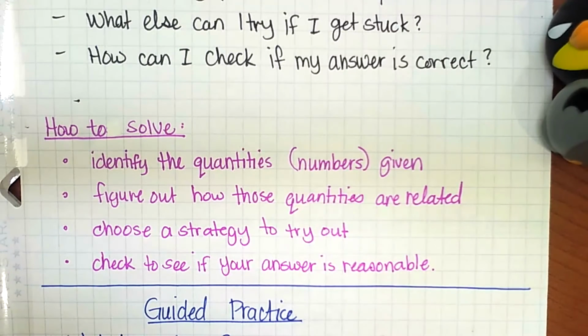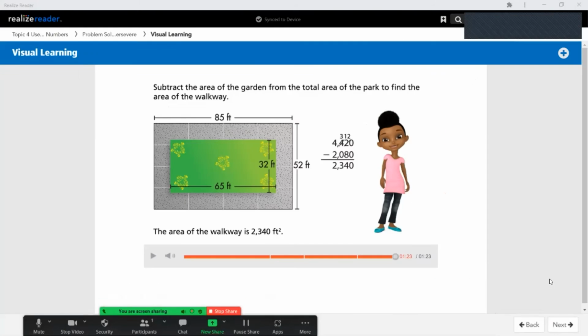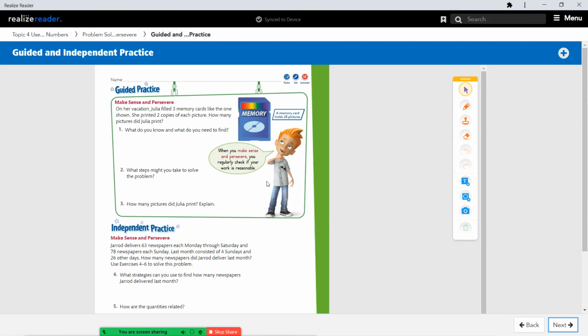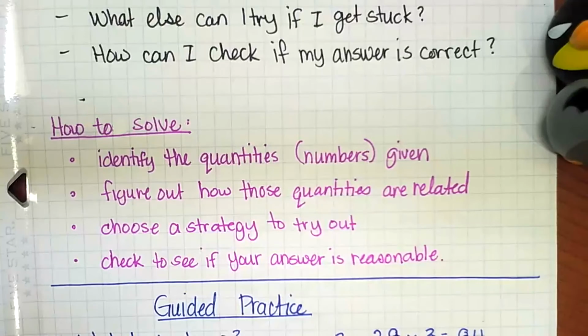So I'm going to show you the question for your guided practice, and then we're going to solve it together. For your guided practice, it says, on her vacation, Julia filled 3 memory cards like the one shown. She printed 2 copies of each picture. How many pictures did Julia print? The first question says, what do you know? The second question says, what steps will you take to solve it? And the third question says, how many pictures did she print? Explain. So let's go back and hop into our notes.